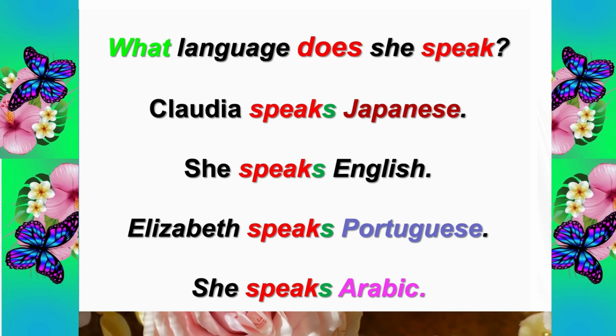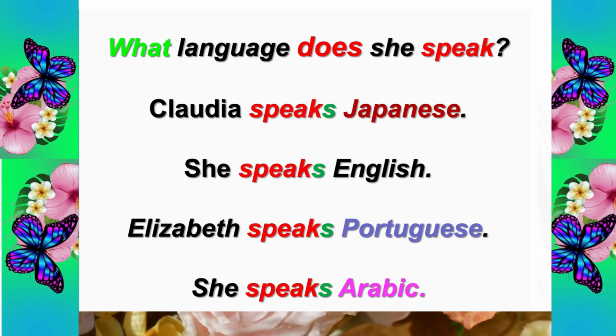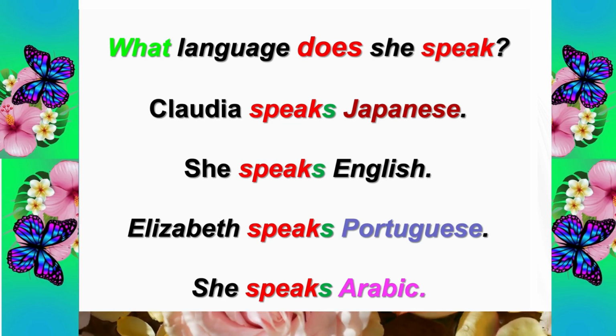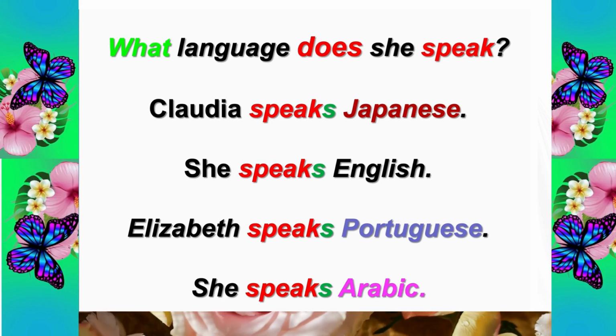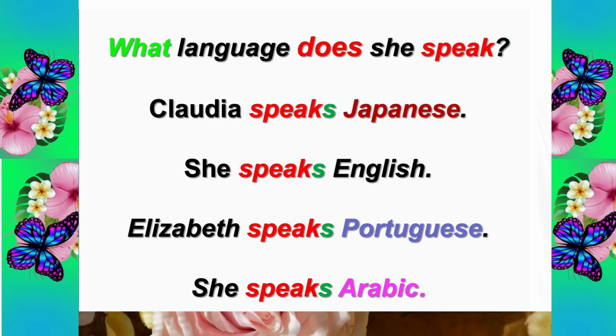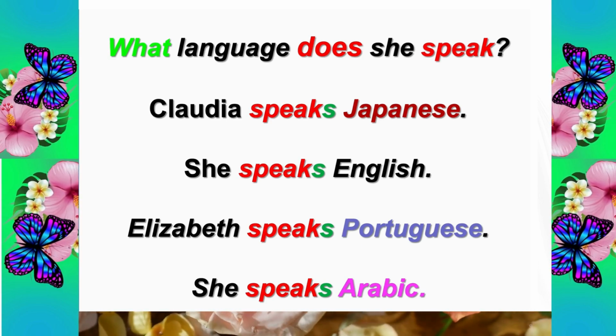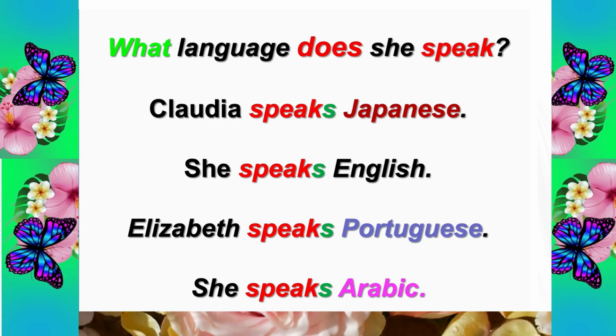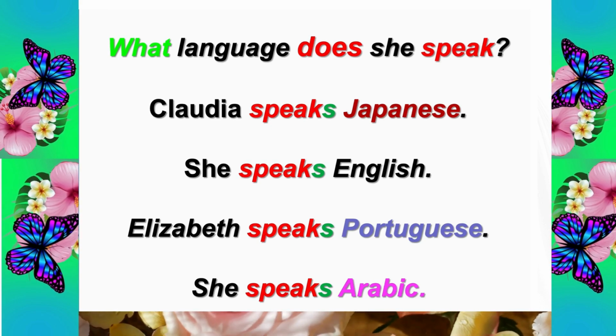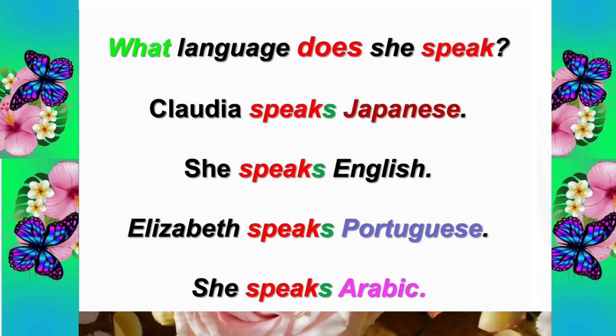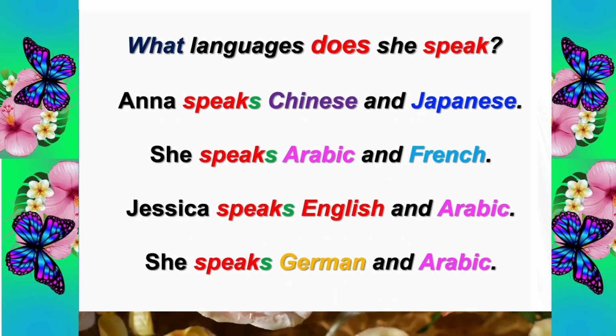So from this slide and the previous slide, we noticed that with he or she, or a man or a woman, the verb must take an S. This is what you should learn from this lesson. So in present simple, with he, she, and with a person, a man or a woman, the verb must take an S. Let's see more examples.